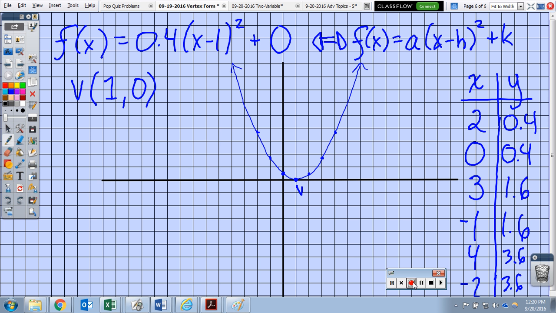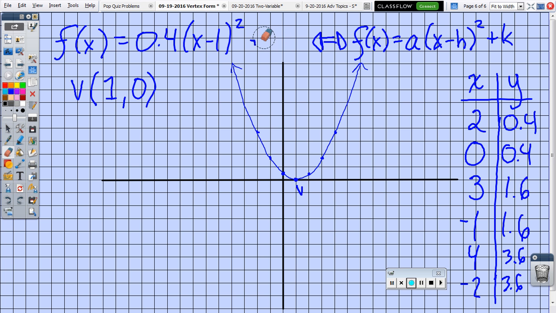Do we all agree that this is in vertex form? Okay, so this is in vertex form. I didn't have to put plus 0 on the outside; it wasn't written like that. I'm just doing that to be clear that k is definitely 0. If you were given it like this, you would know that k is 0, because it's not written out. So the vertex here would be 1, 0, that is h, k.